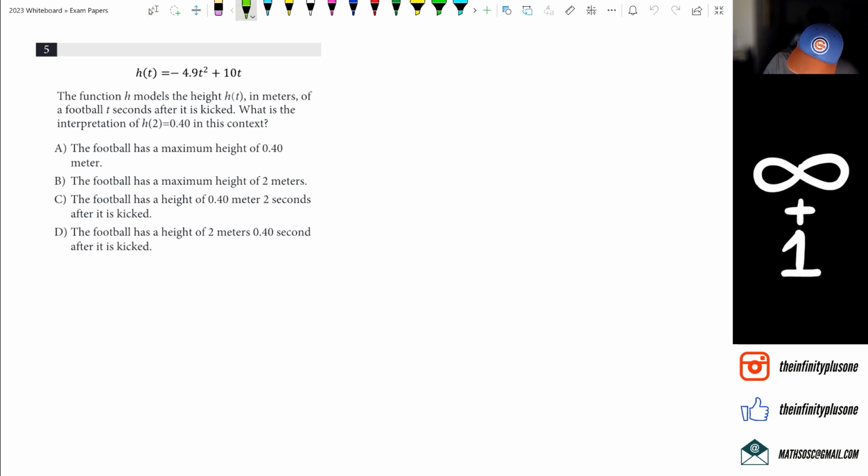So if you imagine it like this, you've got a ground right there, and then let's say the pink is going to be the path of the football. So from the ground, well, we can say from the ground, because let's say someone puts the football on the ground and kicks it from there. It's going to have a shape like this. This is going to have a parabola shape right there. So now what it's actually saying is that h of 2 is 0.40. Now if you think about it, it says t is in seconds, h is height.